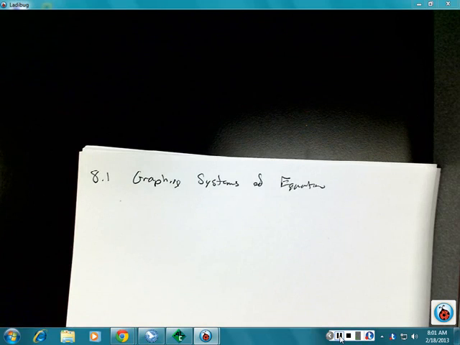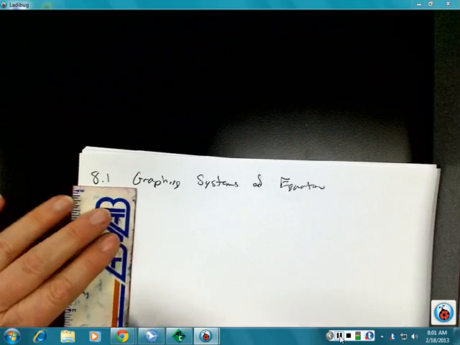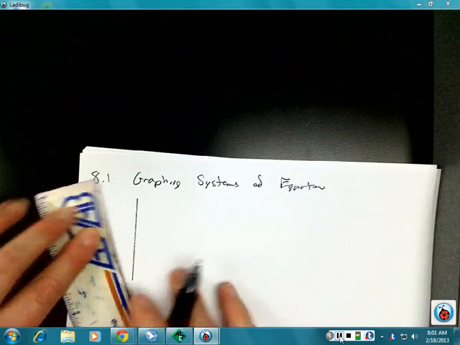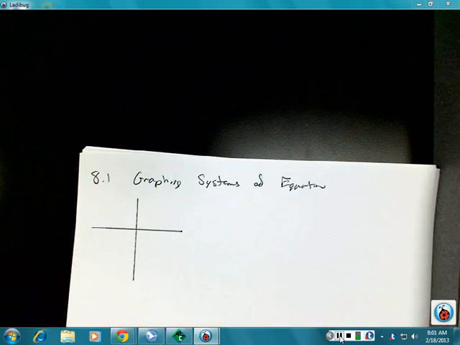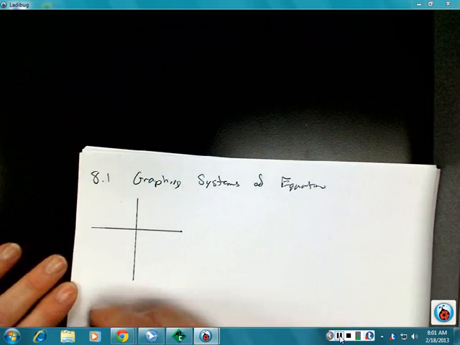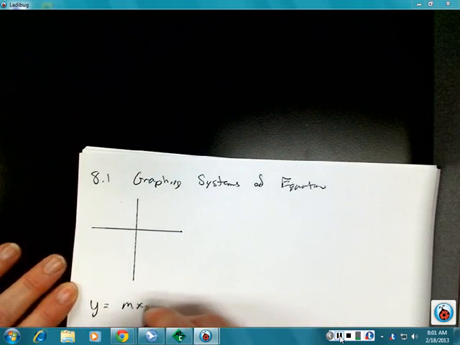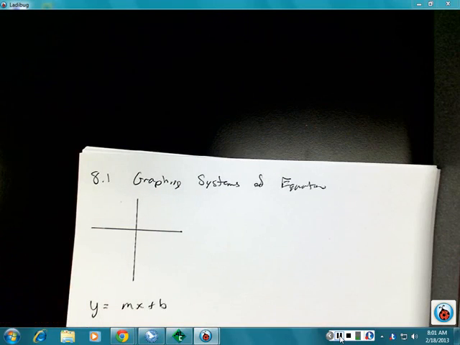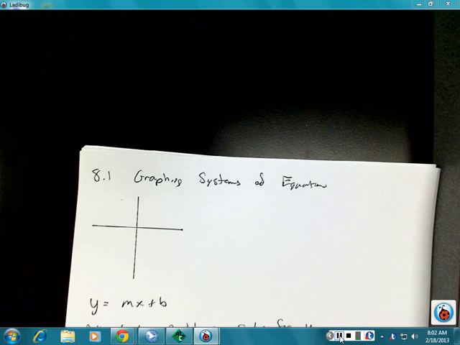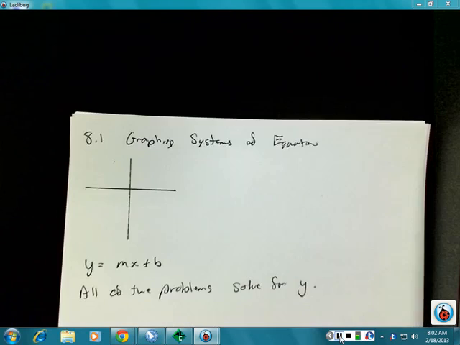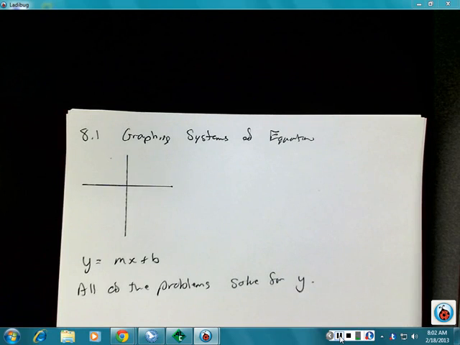So if you graph something, you know that if you're graphing it, you need to have it set up into your y equals mx plus b. So y equals mx plus b is our format. So if you put it in this format, all of your problems, solve for y. So you get y all by itself if we can possibly do that. So we get y all alone.